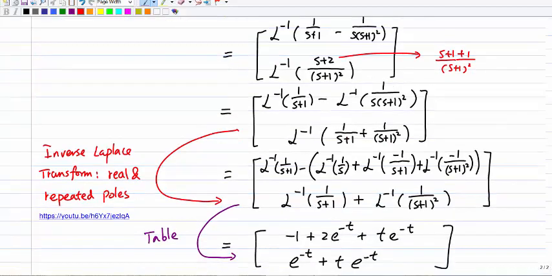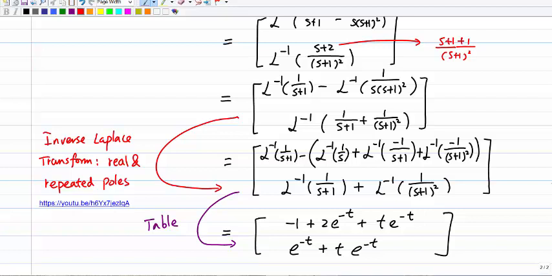Now we use the inverse Laplace transform for real and repeated poles. The first one we can figure out the solution directly, this is straightforward. For this part, I need to use the repeated poles. If you don't know how to do it, I had a previous video talking about how to compute the inverse Laplace transform for real and repeated poles. You can look at the video to see how we compute it for a form like this.